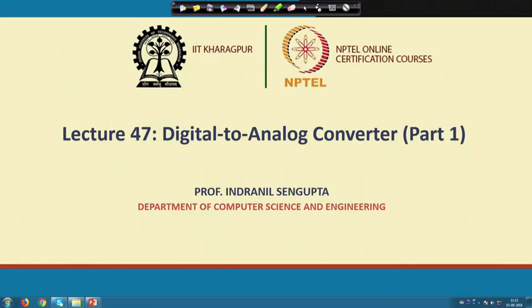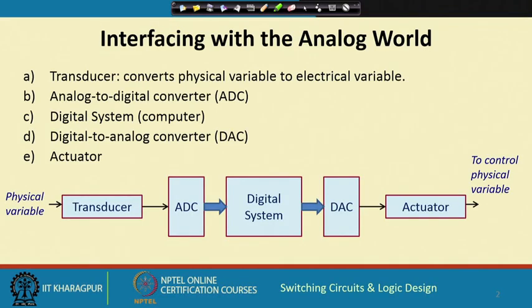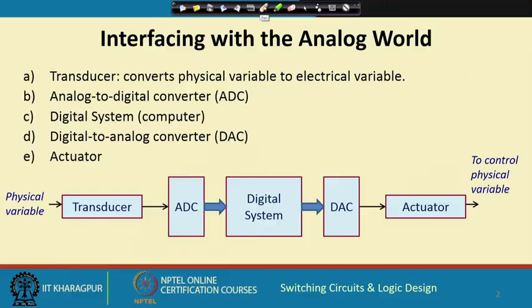So, our first lecture in this regard is related to something called a digital to analog converter, or DA converter, we call it in short. Let us try to look into the overall picture, as I have said. Look at this schematic diagram.